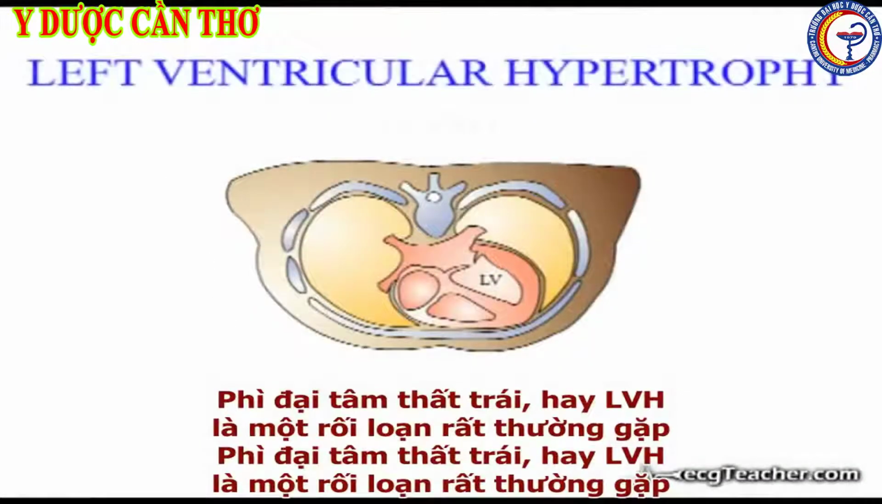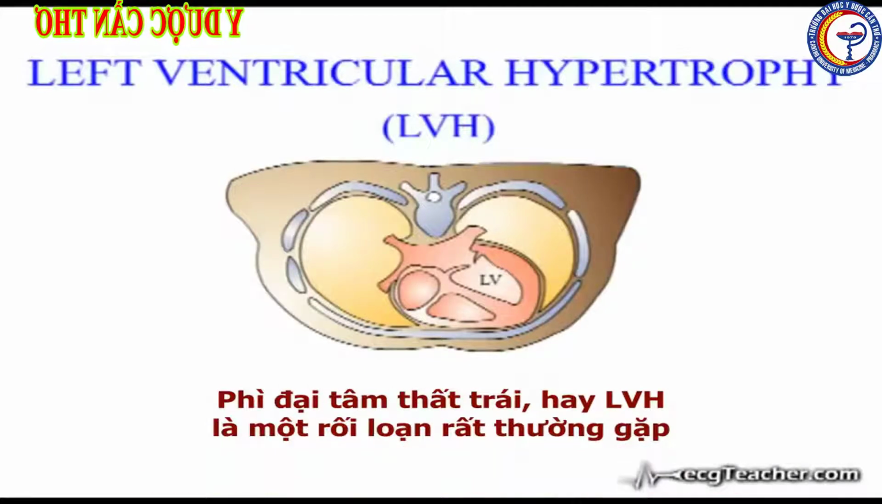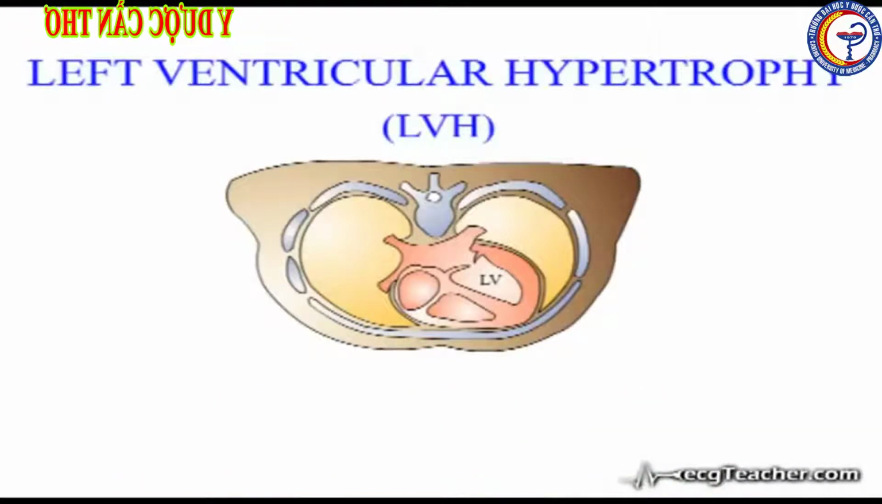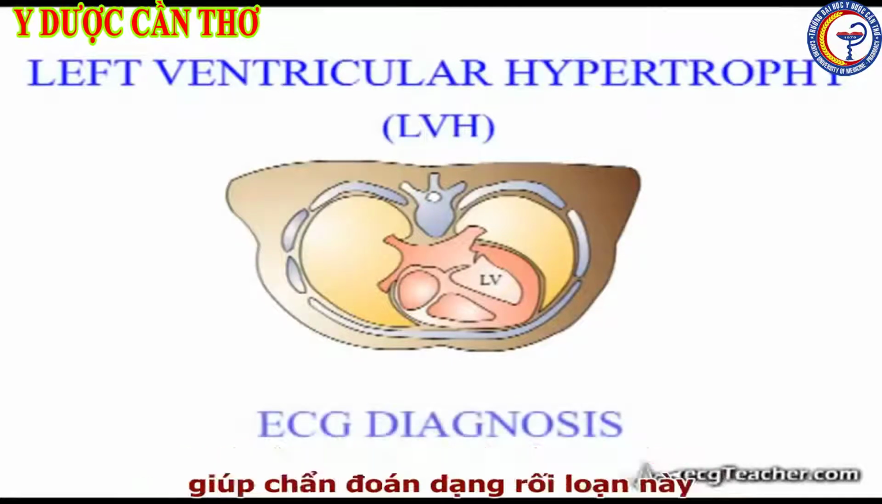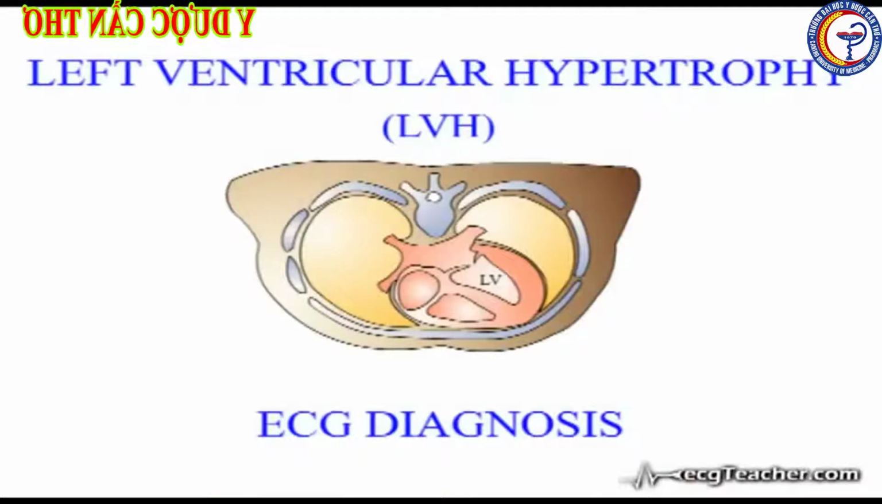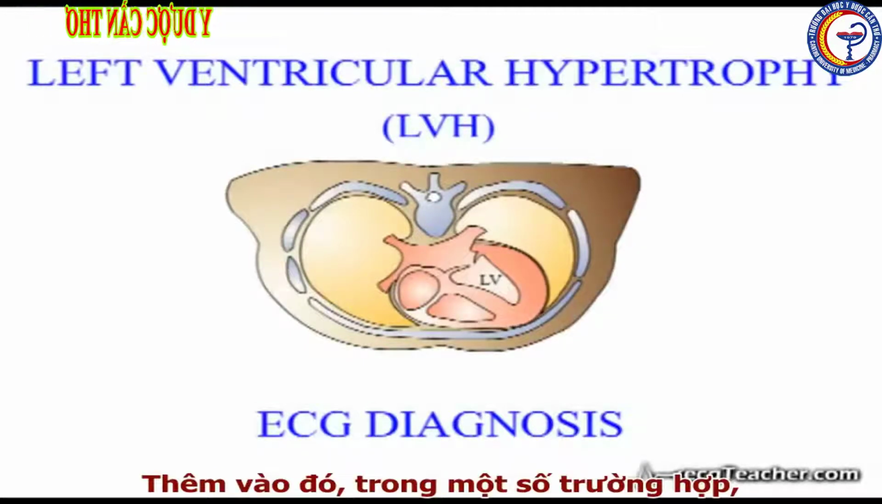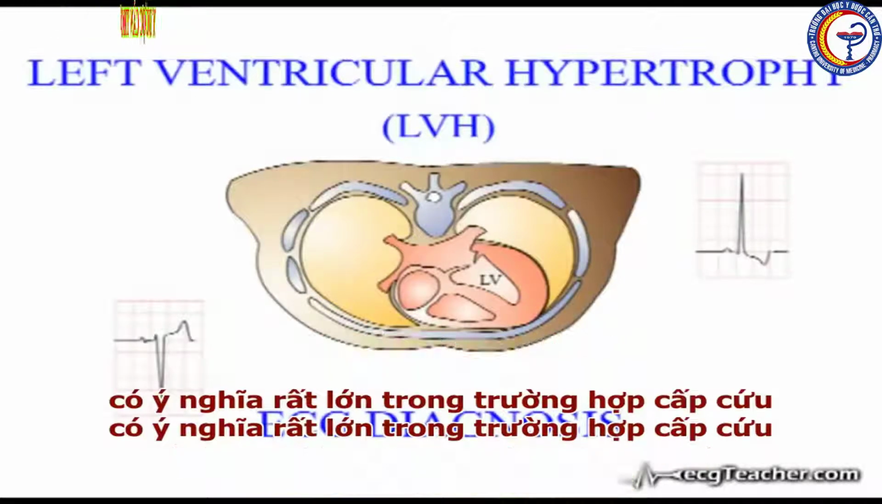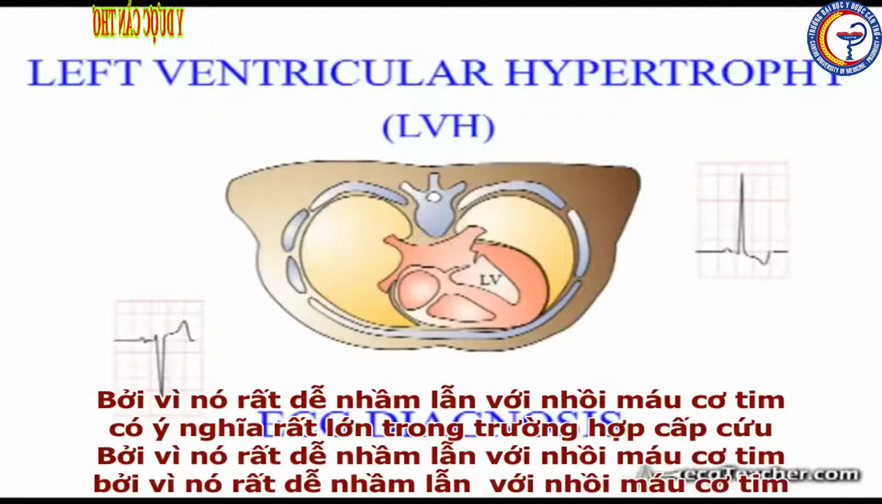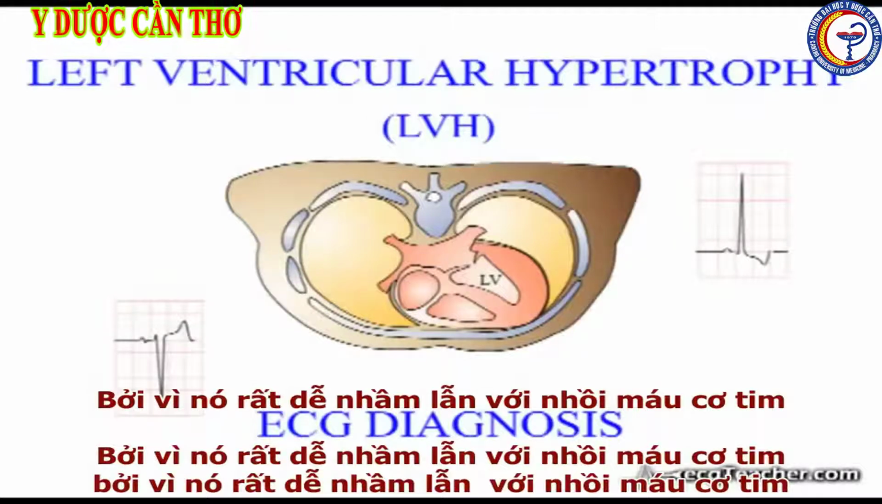Left ventricular hypertrophy, or LVH, is a very common abnormality. Because of its clinical importance, attempts have been made to develop reliable ECG criteria for diagnosing the presence of LVH in patients. In addition, in some cases, LVH may be associated with alterations to the ECG which are of great significance in the emergency setting, as they are easily confused with the ECG changes of myocardial infarction.